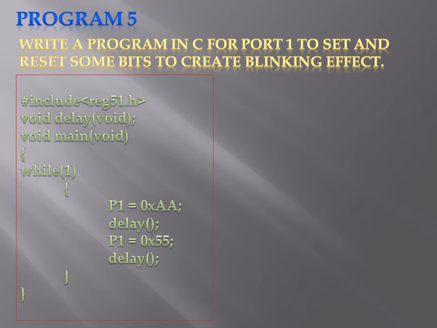AA is 1010 and then again 1010. According to this, one bit will get set, the other will be 0, the next bit will get set, and the other will be 0, and so it will be for all 8 bits of port P1. One will be set and the next will be reset or 0. Then I call the delay, so that this situation remains for some time.